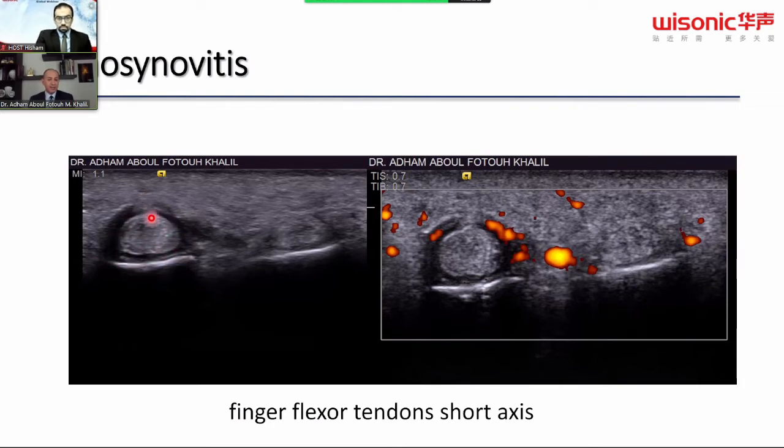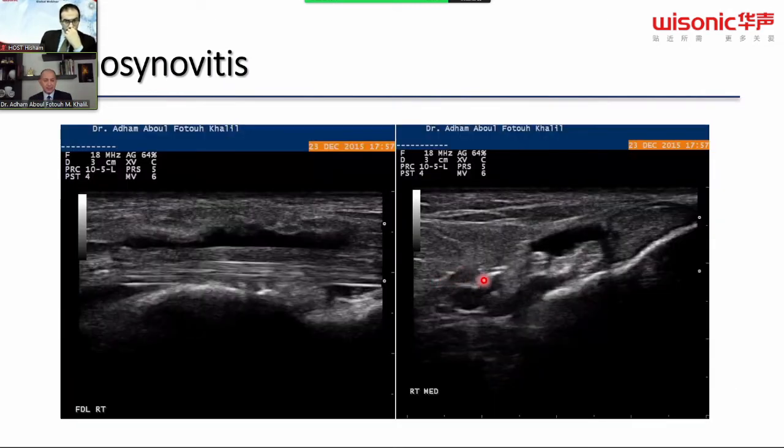This is a transverse view or short axis view of the flexor tendons at the hand, where we have an increased cross-sectional area. It's an increased size of the tendons. Here you can also see some synovial proliferation with power Doppler signal of the flexors. This is a cross-section at the flexor tendons of the fingers, short axis view, and this is very peculiar tenosynovitis.